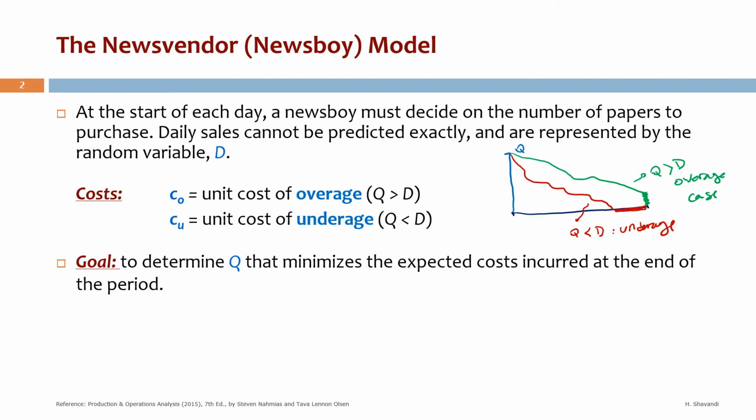And we show the unit cost for overage by CO and the unit cost for underage by CU. Here we want to minimize the expected costs incurred at the end of the period, and we'll do this by optimizing the order quantity, I mean Q.